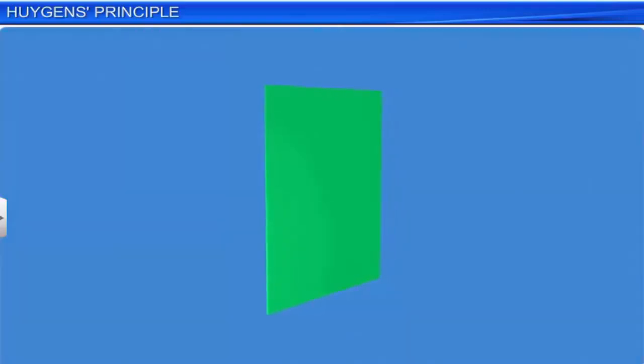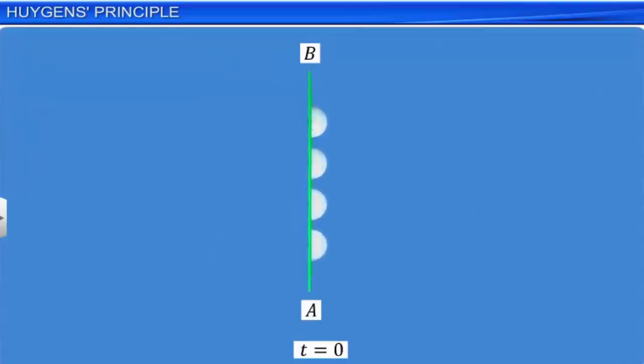Now let us use Huygens' principle to find the location and shape of a plane wavefront at a later instant of time t. Let AB be a plane wavefront at time t equal to 0. According to Huygens' principle, each point of AB acts as a source of secondary wavelets. The radii of these spheres will be Vt after t seconds. The plane touching these small spheres in the forward direction gives the shape and location of the new wavefront after t seconds.